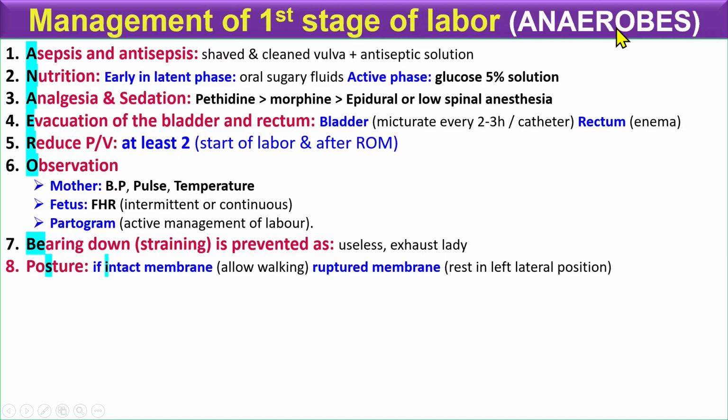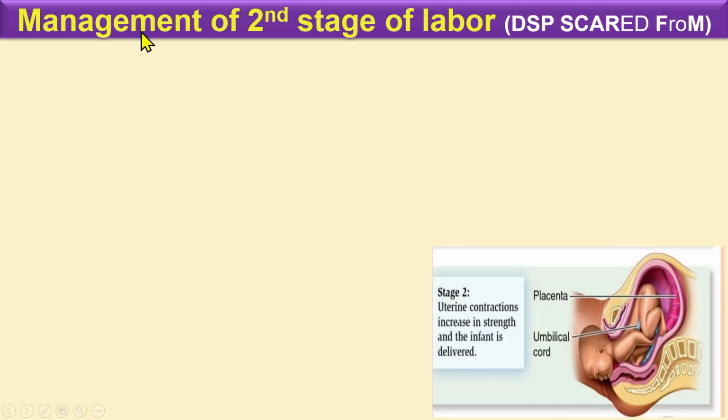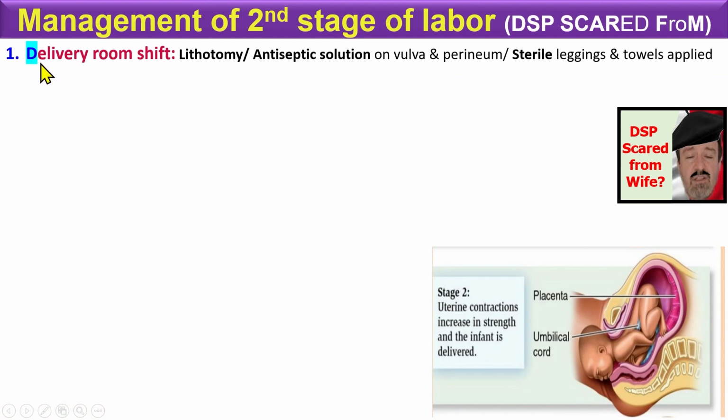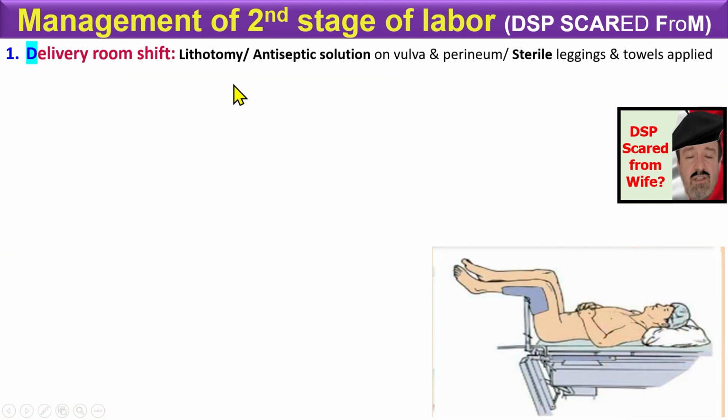Just remember the mnemonic ANAEROBES, okay. Now move to the management of the second stage of labor. The mnemonic is DSP, scared from wife. Okay, so start with the D. You should shift the patient toward the delivery room. Okay, and the position in the delivery room should be the lithotomy position. So this is the lithotomy position, and antiseptic solution on the vulva and the perineum, and sterile leggings and the towel should be applied.